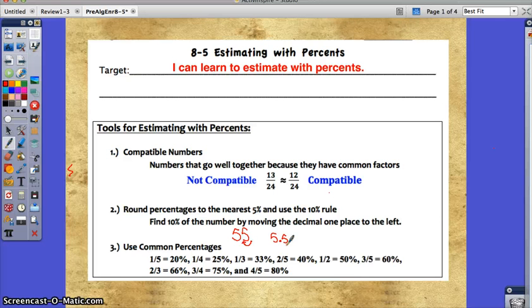And in the bottom one, we kind of mentioned it, use common percents. So if you see 3/4, you know that's 75% right away. If you have a fraction that you can make compatible in which it reduces down to one of these common percents, that's a great way to estimate.